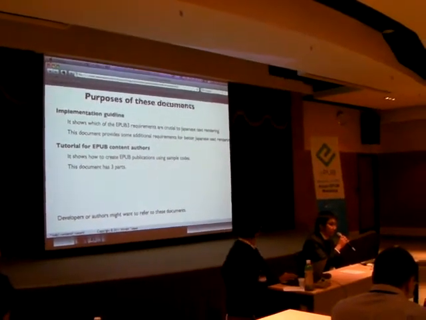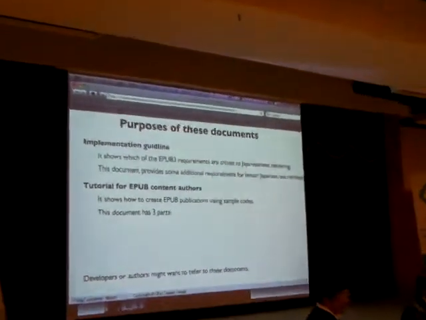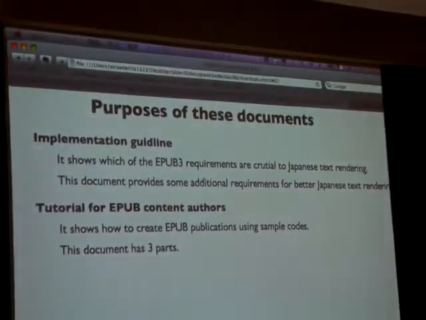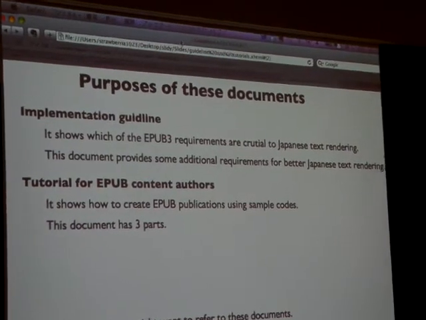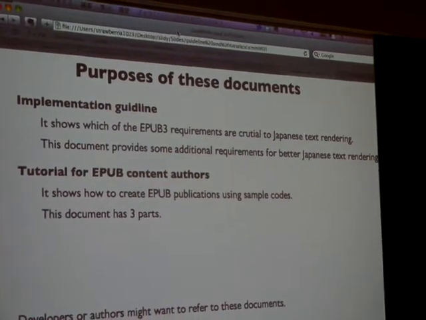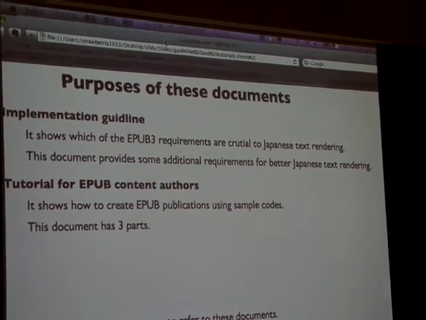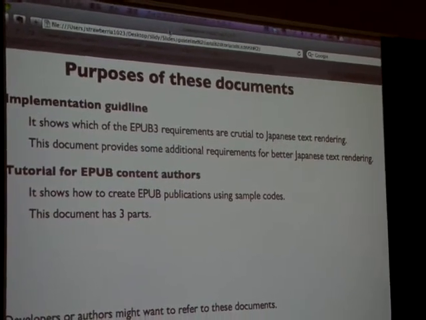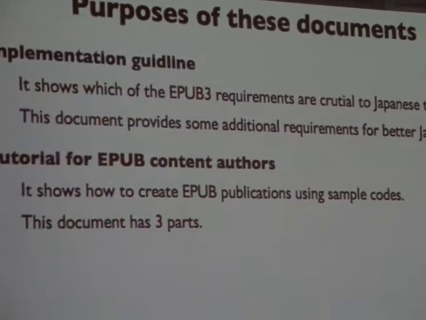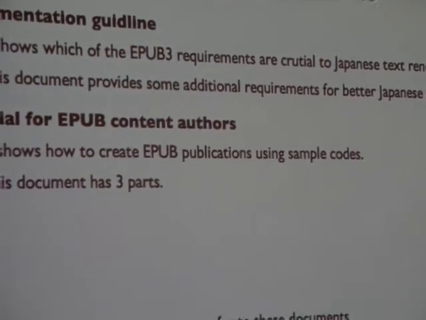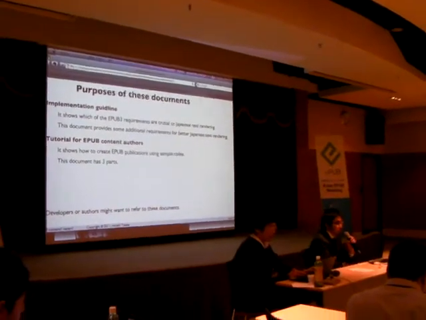There are some properties in the EPUB3 spec that are not mandatory but important for Japanese text layout. This document provides some additional requirements for better Japanese text rendering. There will be many EPUB3 reading systems in the world, but not all developers are familiar with Japanese text. So it will be helpful for creating a better reading system.